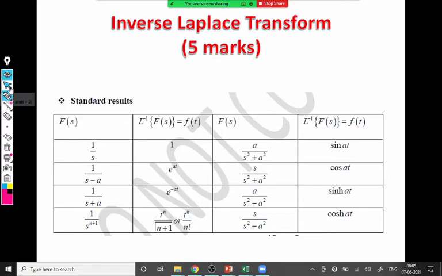So no proof, definitely there is no proof, because Laplace of sin at is a upon s square plus a square, so L inverse of a upon s square plus a square is sin at. That's all. This is how we get the inverse Laplaces. And on inverse Laplace, one question of 5 marks is coming in the exam. So a single question.